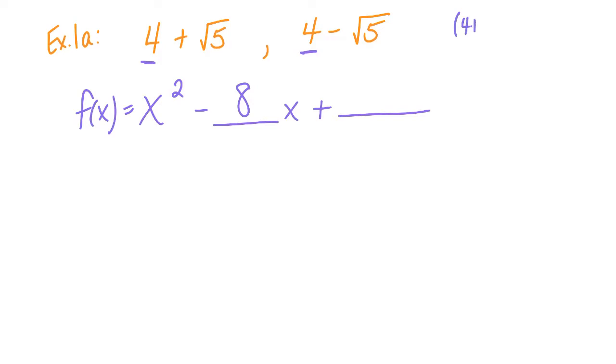When I multiply these two, 4 times 4 is 16. The outers will be negative 4 root 5, inners will be positive 4 root 5, those cancel, minus root 25, so that's 16 minus 5, which is 11. How did you do?